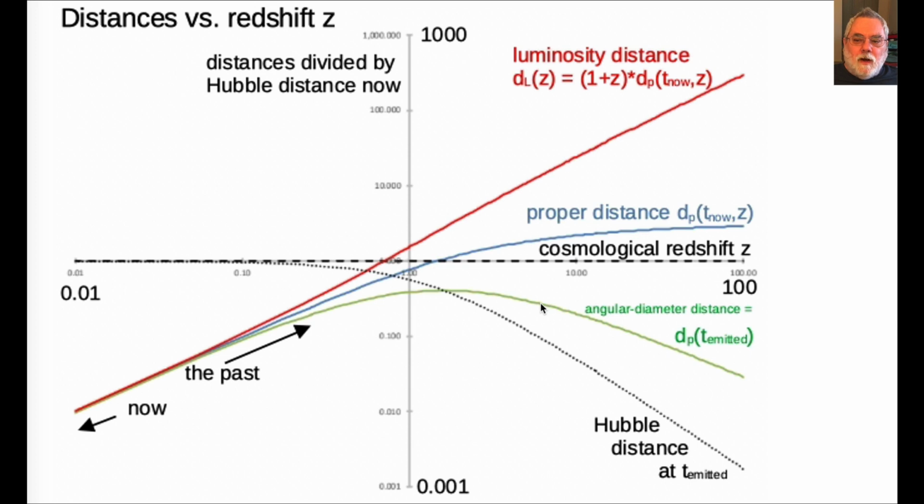The green curve is the proper distance at the time the light was emitted. The curve has a maximum at z equal 1.6, 0.405 times the present Hubble distance, or 1790 megaparsecs. This is the point where the green curve and the black dotted curve cross.